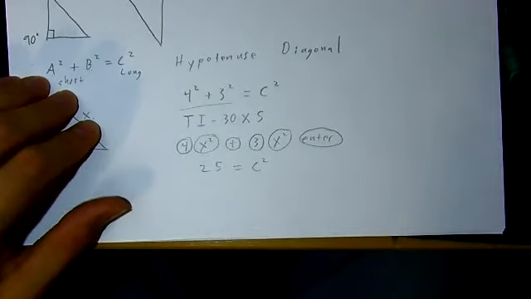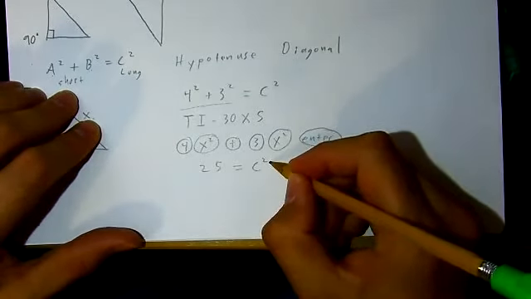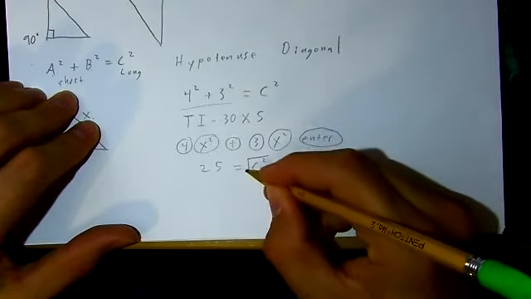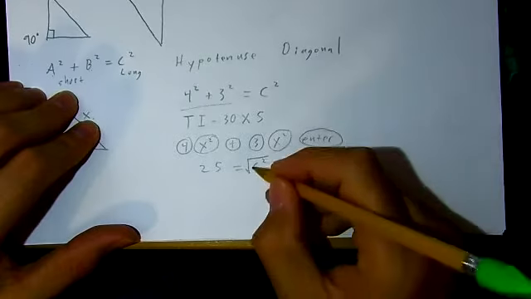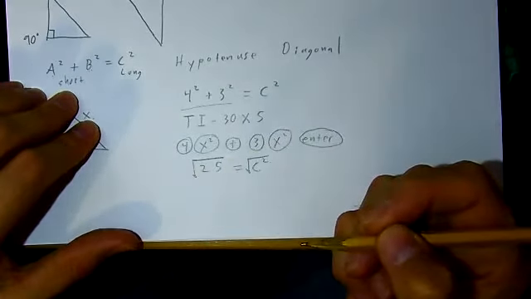Now the last thing you always do with Pythagorean theorem is you've got to get rid of this exponent right here. The way you get rid of squared is you do the opposite, which is square root. Whatever you do to one side of an equation, you have to do the same thing to the other side.